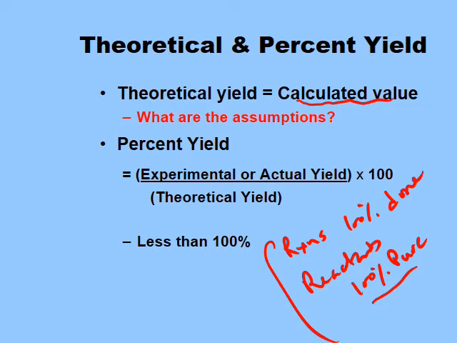So always, experimental value or actual value is less than theoretical value. It can be close to theoretical value, but would never be equal to theoretical value. So usually the percent yield is less than 100%.